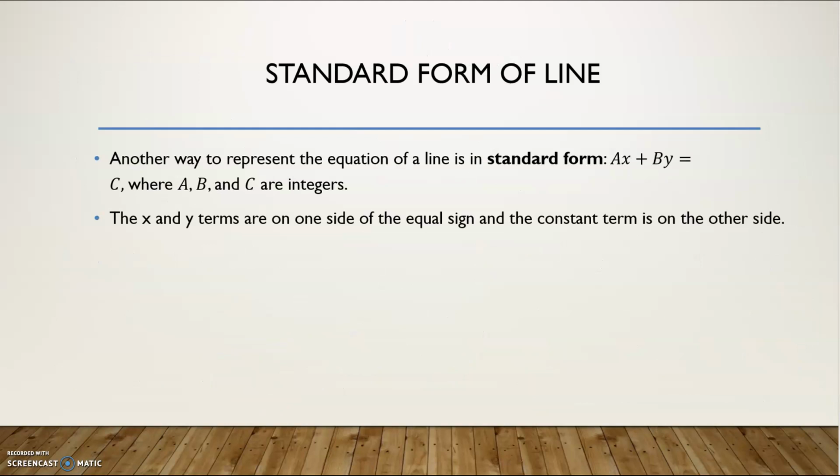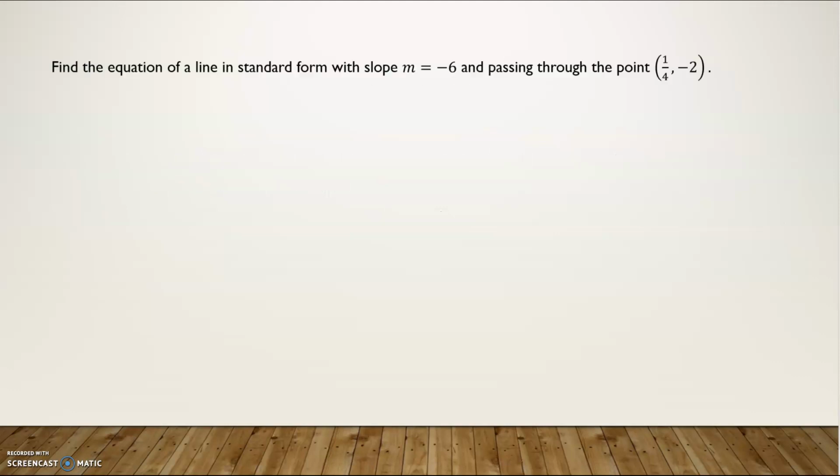Okay, now the standard form of a line. Another way to represent the equation of a line is in standard form. So ax plus by is equal to c, where a, b, and c are integers. And the x and y terms are on one side of the equal sign, and the constant term is on the other side. Okay, so find the equation of a line in standard form with slope equal to -6 and passing through the point 1/4, -2.